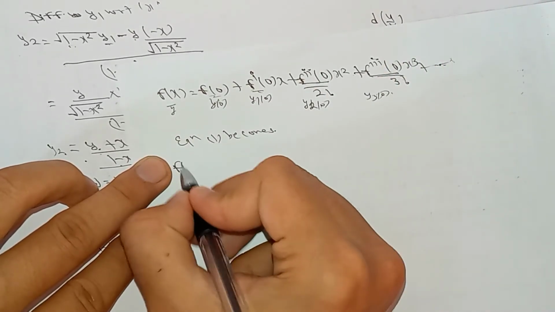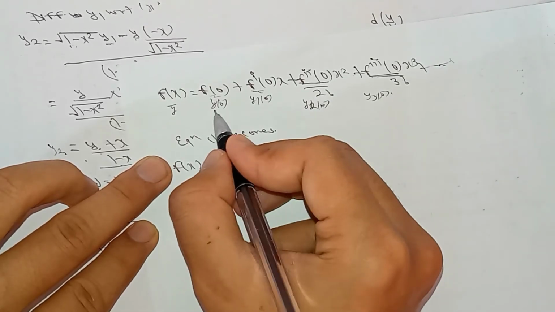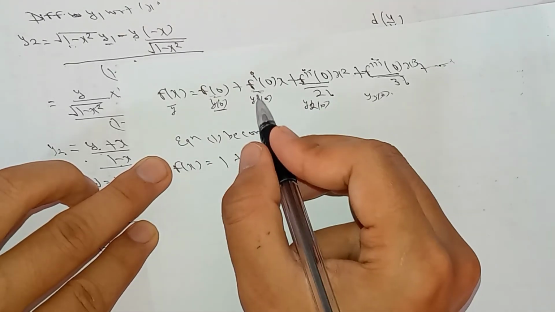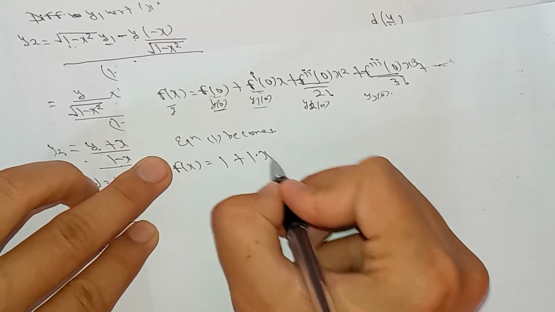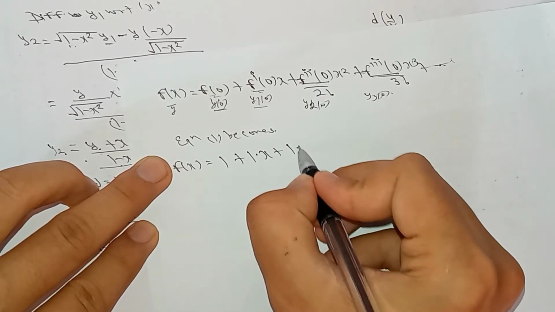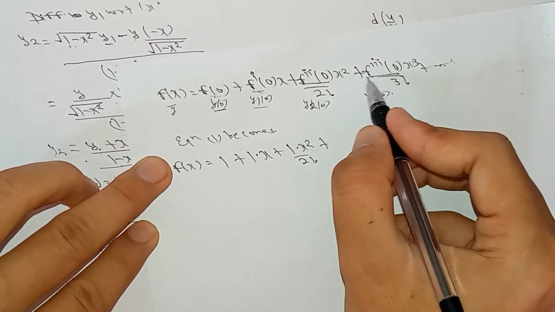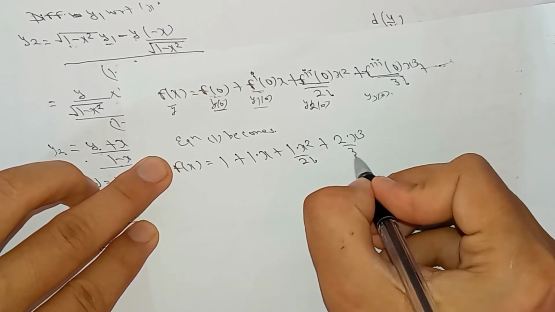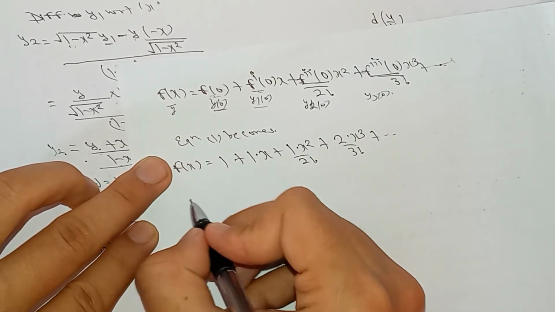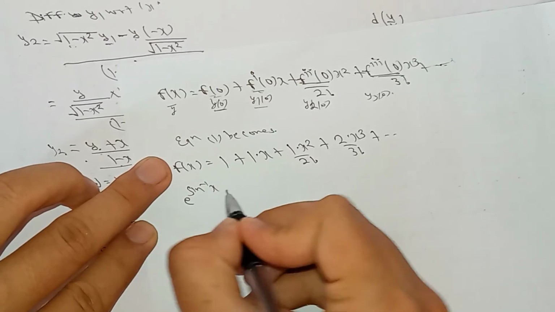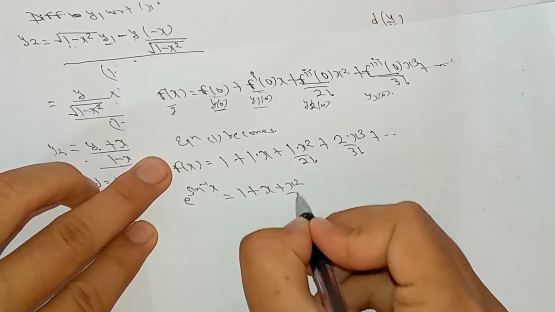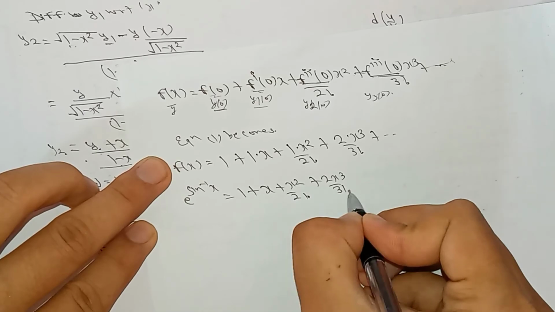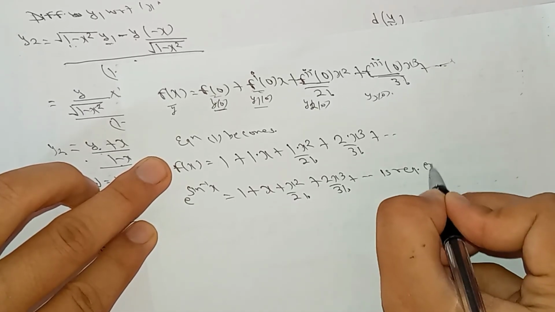So f of x is equal to, here we have obtained y of 0 means 1, and here we have obtained y1 of 0 means 1, and here it is x plus, this also 1 dot x square by 2 factorial plus, and we have obtained this value 2 dot x cube by 3 factorial plus. So as you know, f of x is equal to e power sin inverse x, we can write it as 1 plus x plus x square by 2 factorial plus 2x cube by 3 factorial plus, so this is the required expansion.